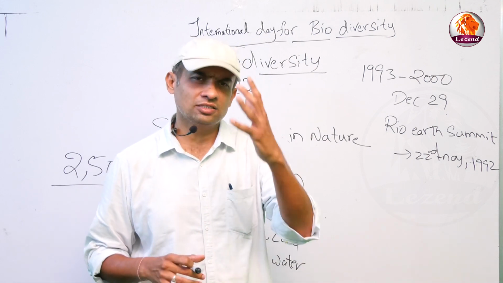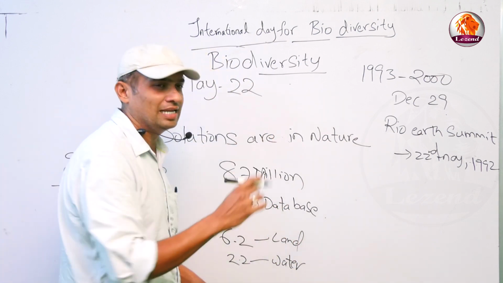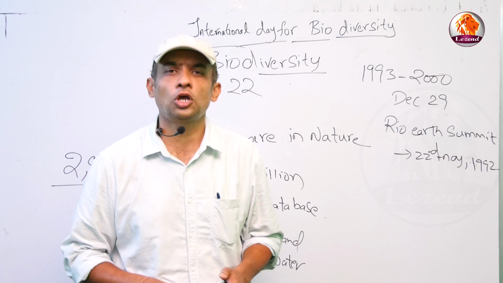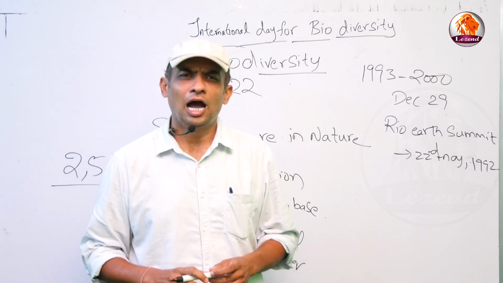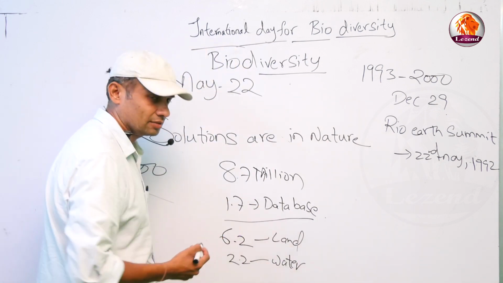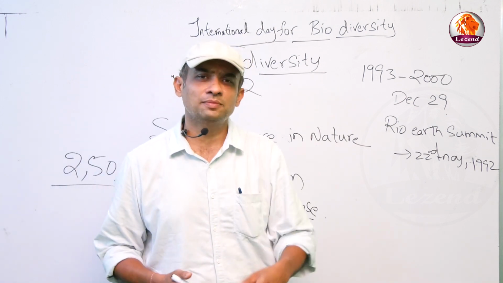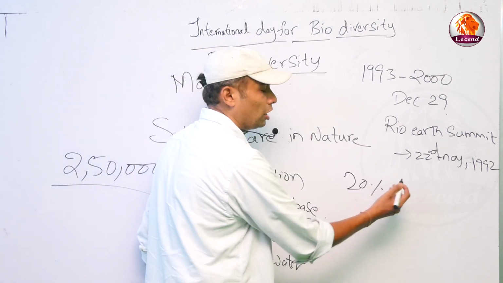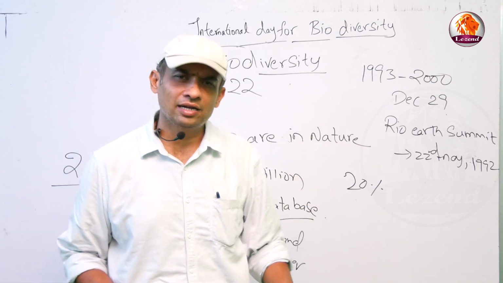According to the latest research, there are approximately 8.7 million types of species on Earth, out of which we only have the database of 1.7 million, guys. So 1.7 out of 8.7, that's approximately 20%. And many environmentalists and scientists believe that it's not 1.7.